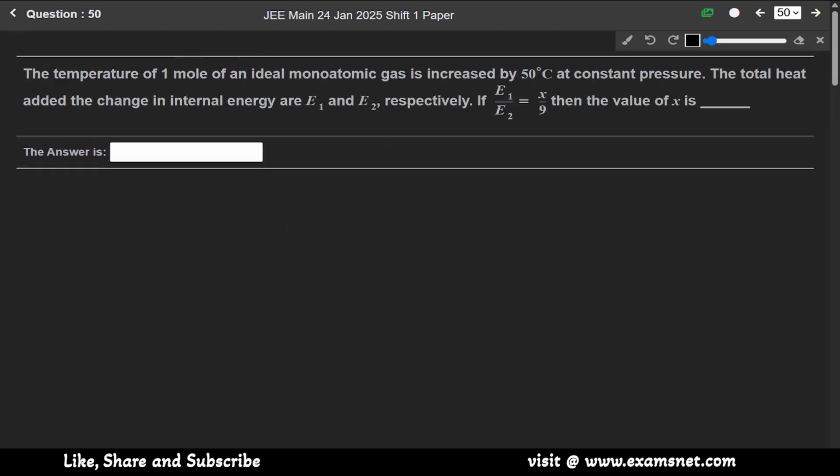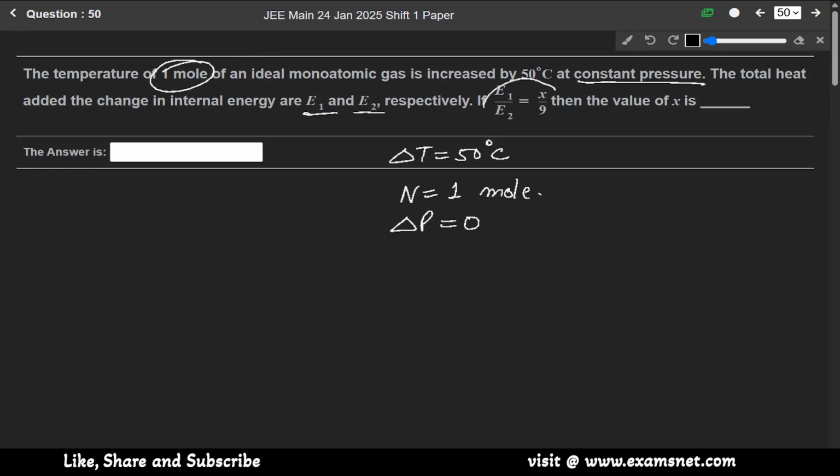Okay. Now next question 50. The temperature of 1 mole of an ideal monoatomic gas is increased by 50 degrees Celsius at constant pressure. An ideal monoatomic gas, 1 mole means n equals 1 mole of an ideal gas, and constant pressure means delta P is equal to 0. The total heat added and the change in internal energy are E1 and E2 respectively. So we have to find the value of x here.